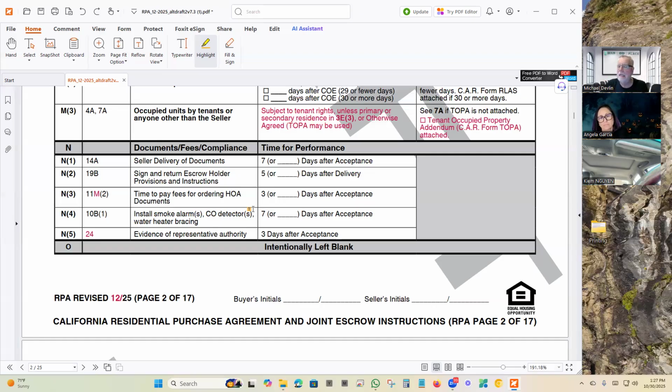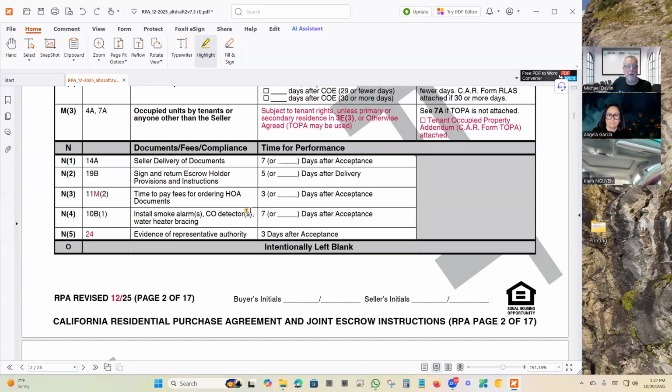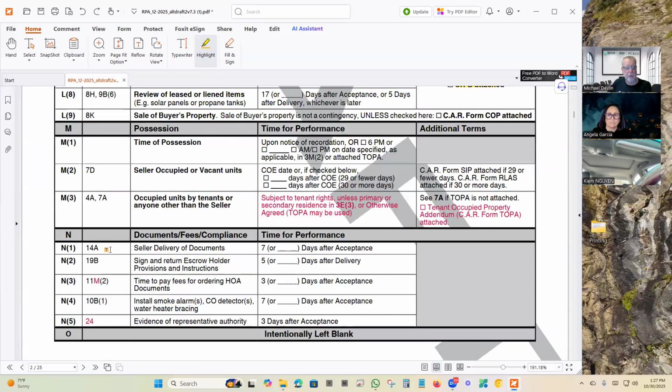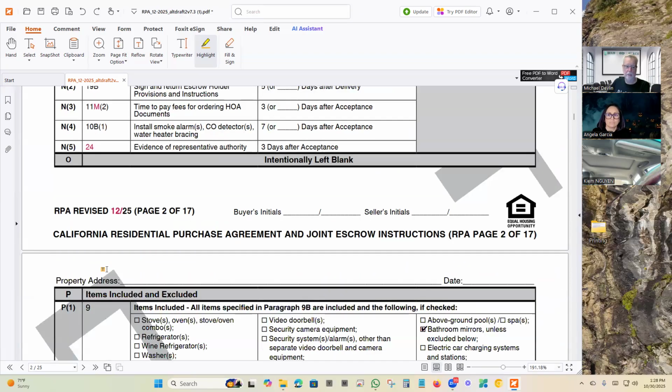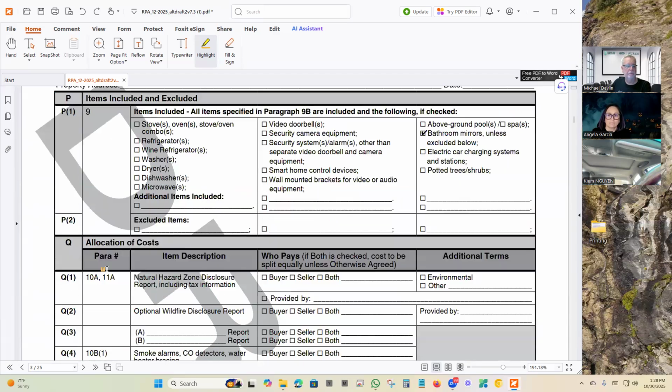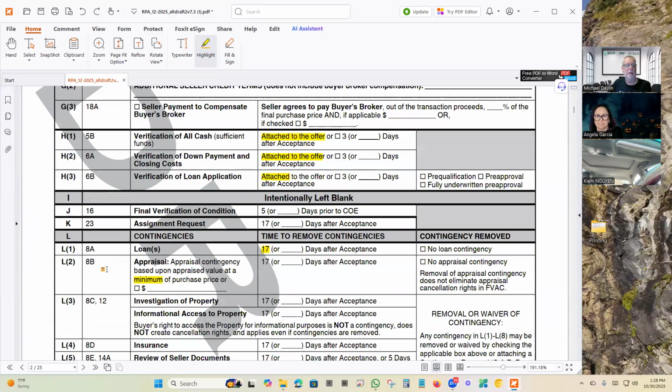We don't say anything about it now because we wait in case we need an out. Sign and escrow provisions, time to pay, HOA fees, smoke detectors, all of that. Why are there intentionally left blank? Paragraph 3.0 is left blank. Why? And you'll see that there was another one that was left blank here.